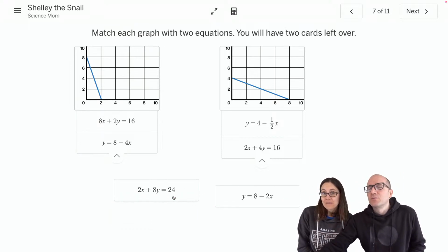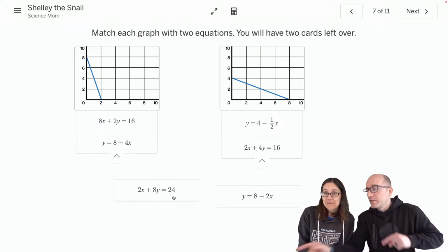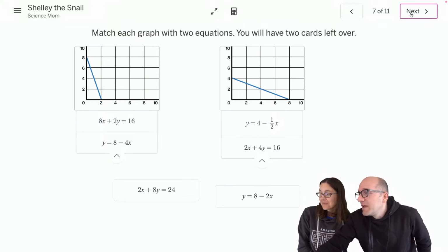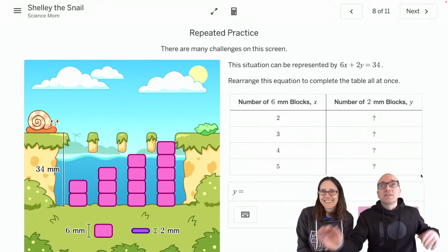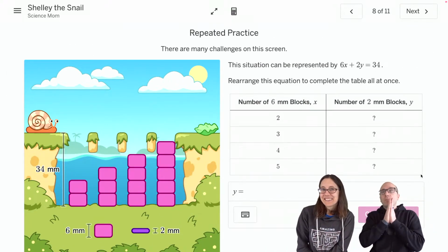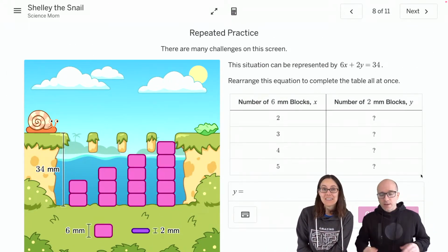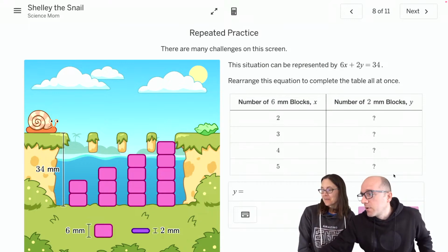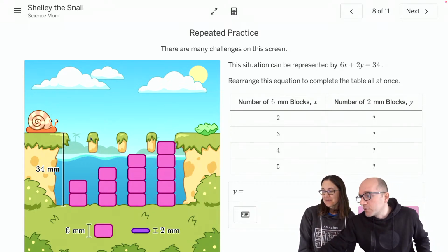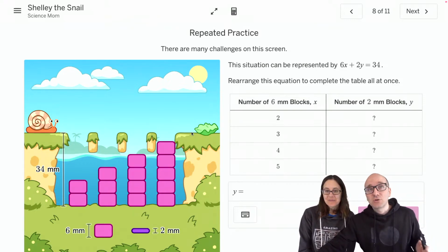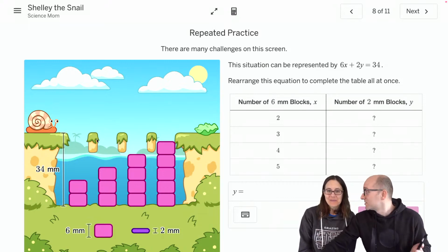All right, good. And then these two, it turns out, are just not going to fit either one. So I know I rushed through this screen, but I'm sorry about that. We want to move on to the next screen. No more apologies. Because we have reached the repeated practice screen. All right, so on this one here, I actually want to do this first one together.